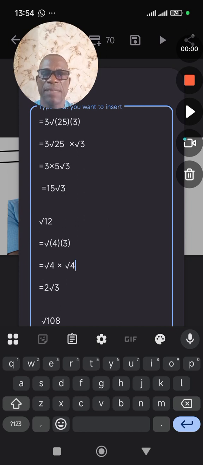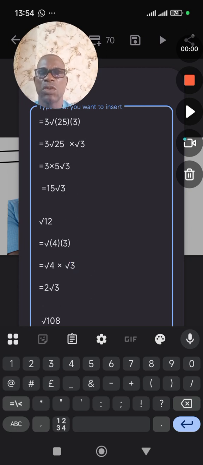Now let us correct that, please. That one's supposed to be square root 3. Square root 4 times square root 3. Good. And square root 4 is 2. So it becomes 2 square root 3.